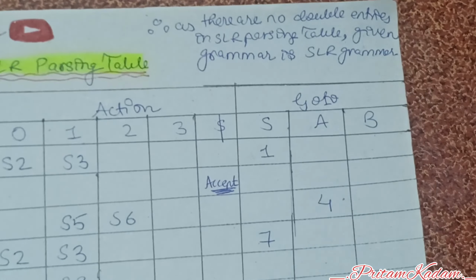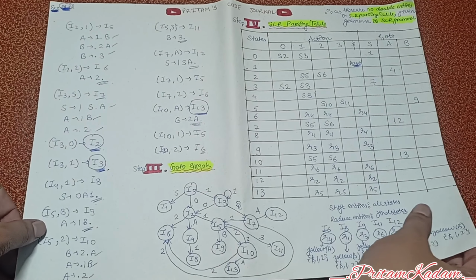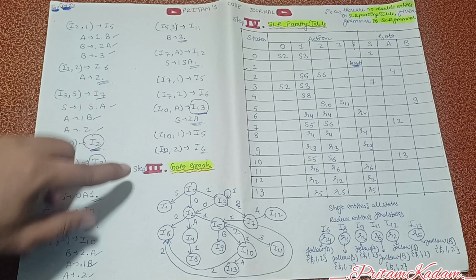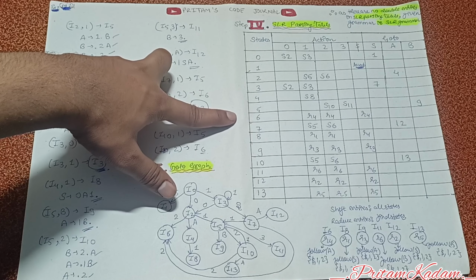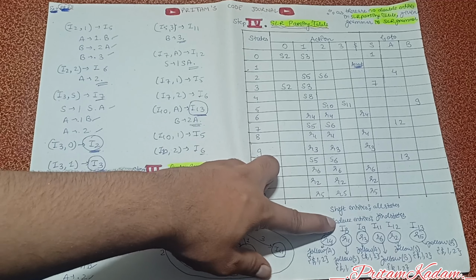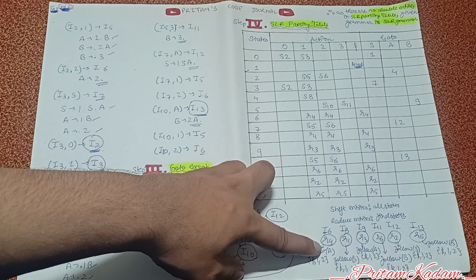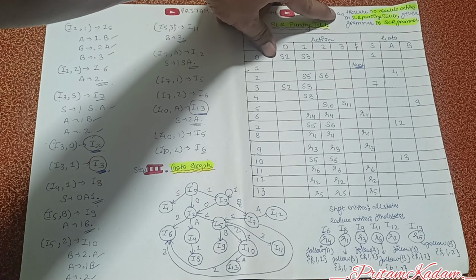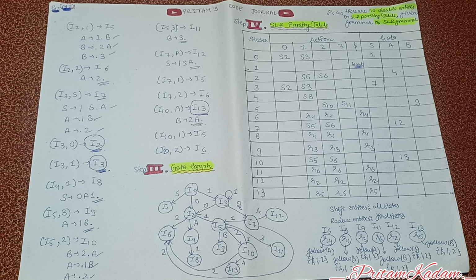First of all, what we did was find the first and follow. Then we wrote the augmented grammar. Then we found out the states, and after finding the states, we made the go-to graph. Then we made the SLR parsing table. For the shift part, we just wrote all the states, and for the reduce part, we wrote for the final states and found the follow of those. Then we entered the reduce entries in the table and there were no double entries. So what we wrote was the given grammar is SLR grammar.